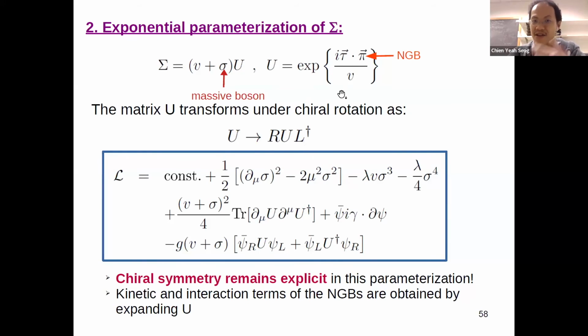This is called a nonlinear parameterization of the Nambu-Goldstone boson because it involves the exponential. Therefore, to obtain the kinetic terms and the interaction terms of the Nambu-Goldstone boson, you have to expand the exponential into powers of the boson fields.